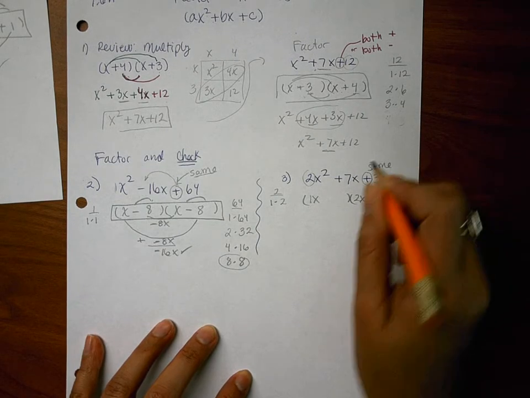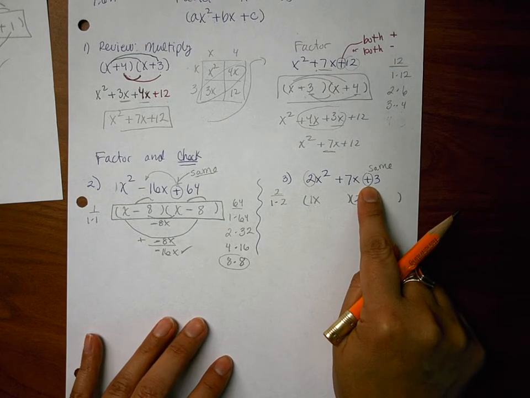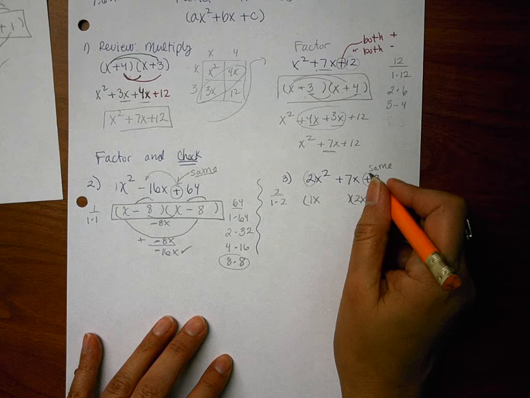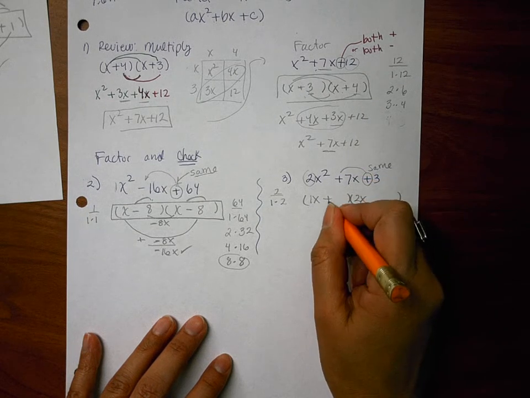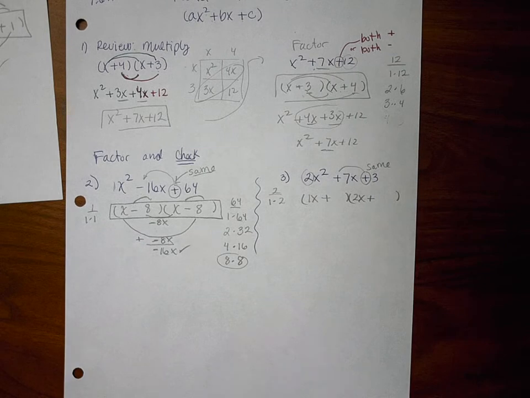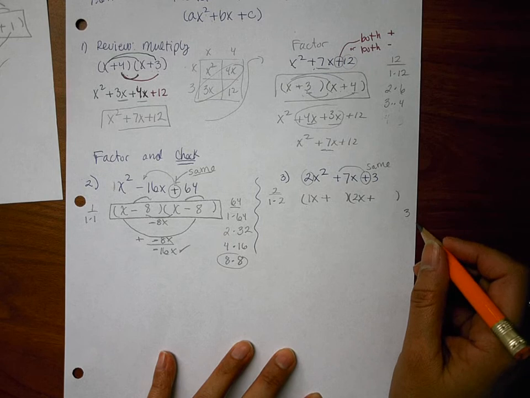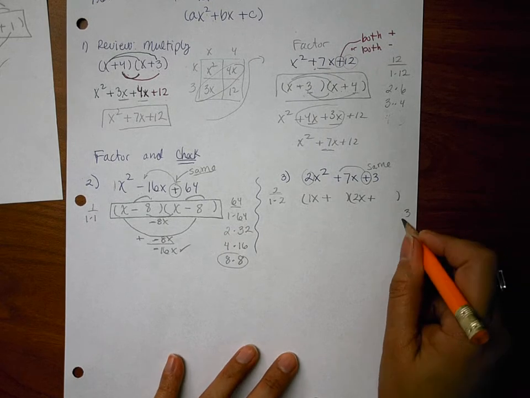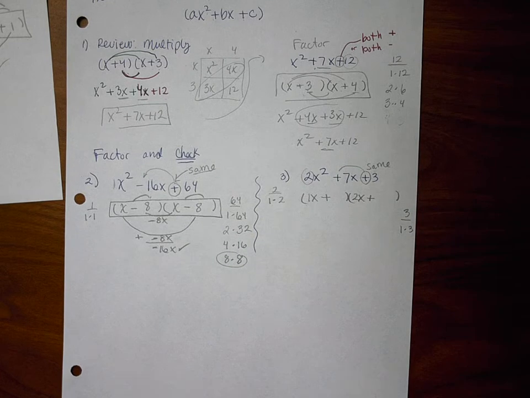Okay, this tells me my two signs have to be the same. Why do they have to be the same? Because it's positive. And the only way to get a positive is if it's plus plus or minus minus. The neighbor tells me that they are both going to be plus, so I know it's going to be plus plus. And then I put my 3. My factors of 3. 3 is prime. The only possibility is 1 and 3.